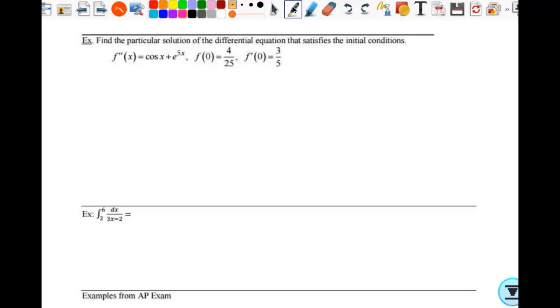Integration. When you want a particular solution, we have to back it all the way up to f of x. And particular means that there's no plus c in it. So I have to back it up all the way to f of x. I have f double prime, so if I integrate f double prime of x dx, that will give me f prime of x. Do you agree with that? Integrating is going backwards.